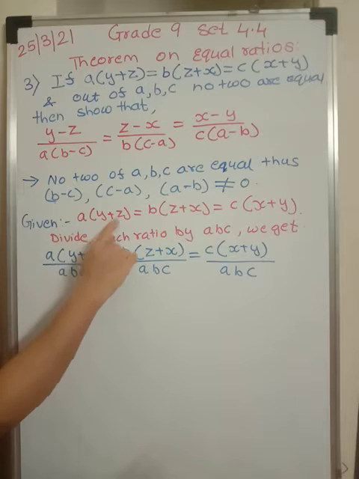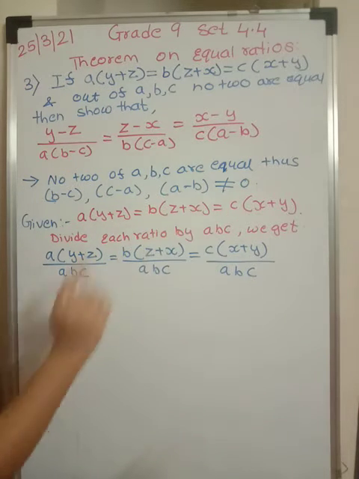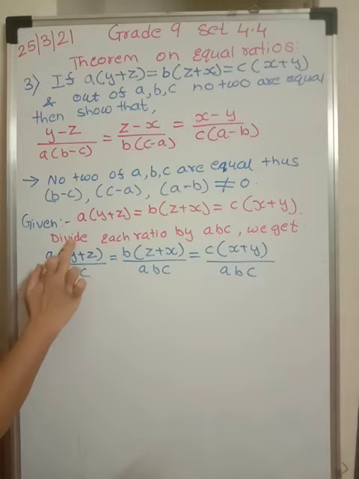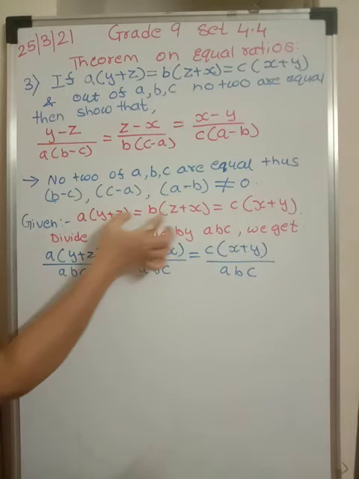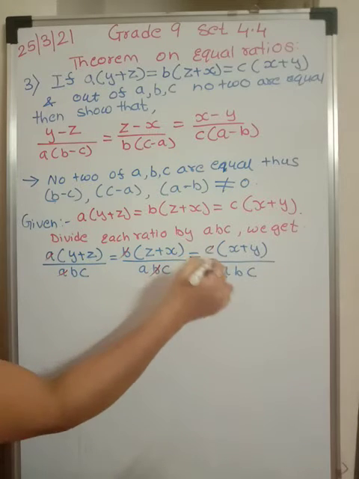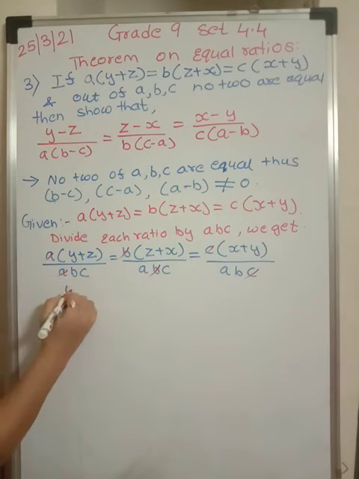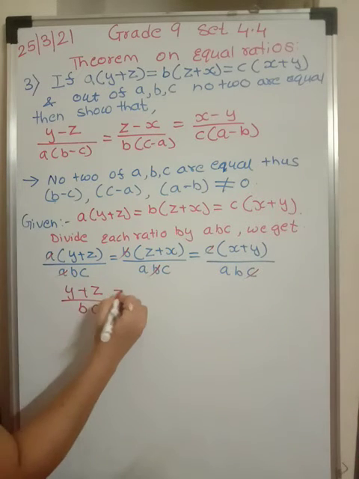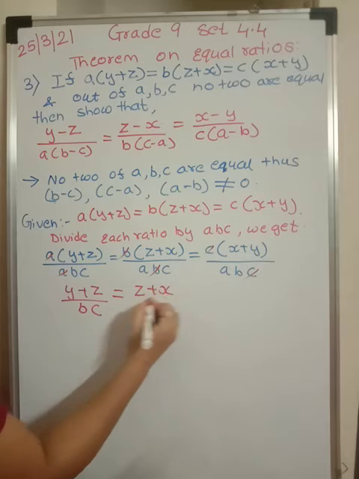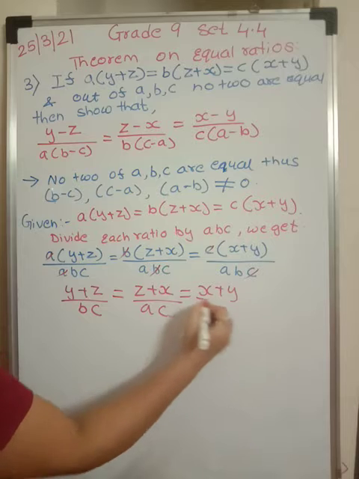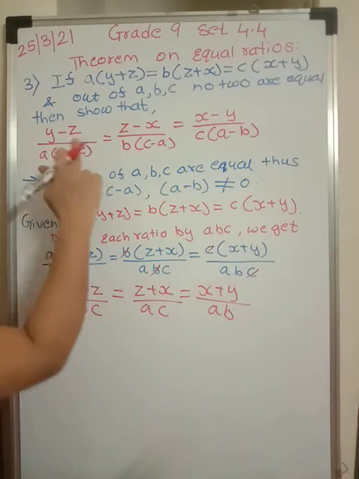We have a into y plus z equal to b into z plus x equal to c into x plus y. From this, we have to go to here. Now see, first step is divide each ratio by abc. I am dividing each ratio by abc. What am I going to get? a will cancel, b will cancel, here c will cancel. What am I left with? First I will have y plus z upon only bc now, a is gone, which is equal to z plus x upon ac, which is equal to x plus y upon ab.